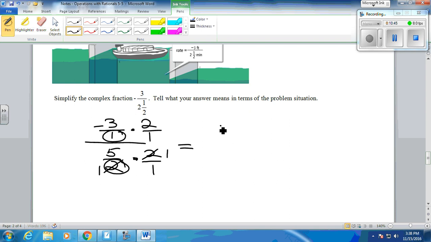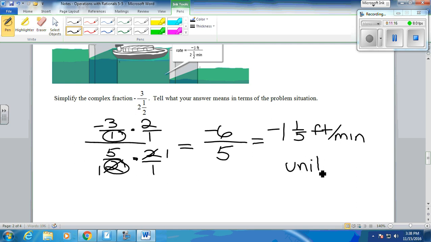I have negative 3 times 2 to give me negative 6, and I have 5 times 1 to give me 5, which equals negative 1 1/5 feet per minute. So tell what your answer means in terms of the problem situation. It means that the water is actually going to drop 1 1/5 feet every minute. Instead of our rate being 3 feet per 2 1/2 minutes, we now have a unit rate of 1 1/5 feet per minute. So the water is dropping, and I know that the water is dropping because of the negative sign.